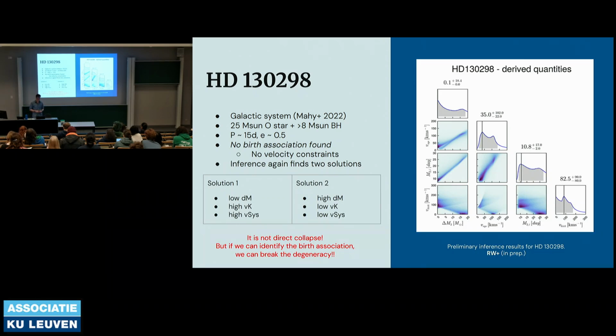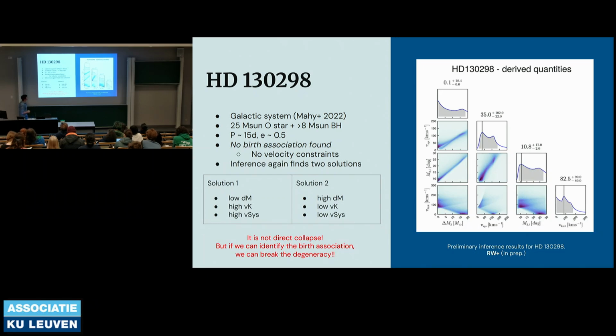And the interesting thing for this system is that no birth association has been found yet. We've looked for it. It happens to be in a very diffuse part of the sky where it probably wasn't born. It's not clear where it came from, and so we have no velocity constraints. But because it's galactic, we do have the resolved orbit. So this is an SO model with no V contribution.